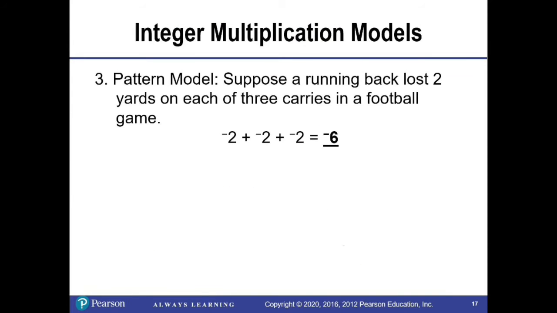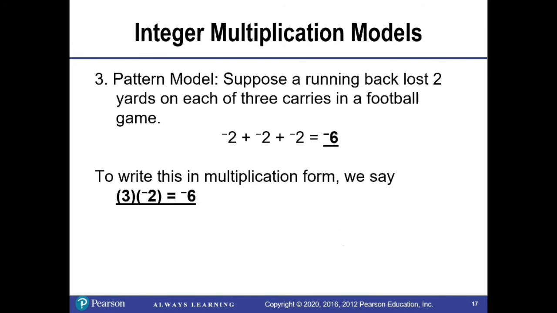Our next model for multiplication is our pattern model. So let's look at a football game. And let's suppose that a running back lost 2 yards on each of 3 carries in the game. So we have negative 2 plus negative 2 plus negative 2. We saw in our last section that this would be negative 6. Now I can represent this with multiplication. We have 3 carries and we lose 2 yards on each carry. So 3 times negative 2, and our answer is negative 6.